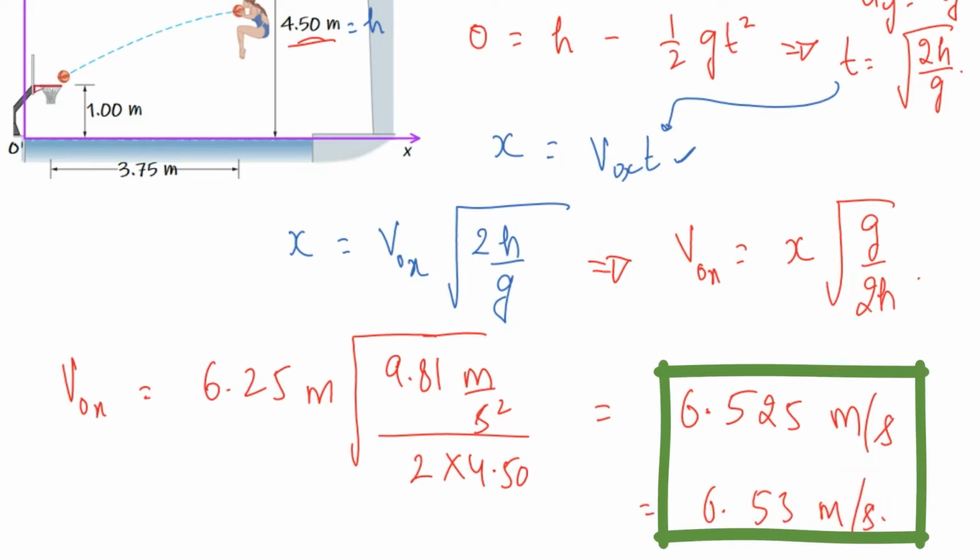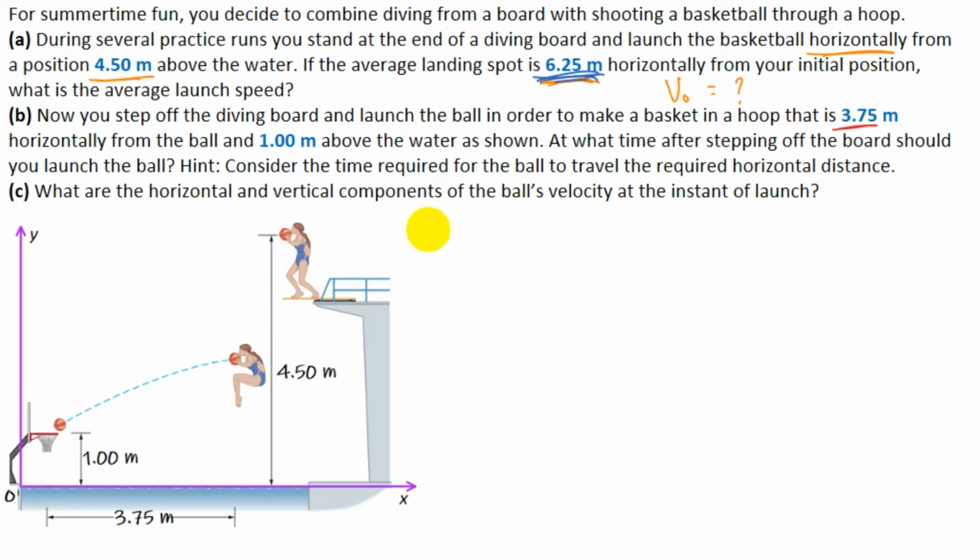Now let's discuss the B part. Next we're going to solve the B part, which is more interesting. It says that now you step off the diving board and launch the ball in order to make a basket in a hoop that is 3.75 meters horizontally from the ball. So you jump off the board, and at this position you launch the projectile, and at this position the horizontal distance between the ball and this basket hoop is 3.75 meters, and the vertical distance from the ground is 1 meter, that you can see, right?